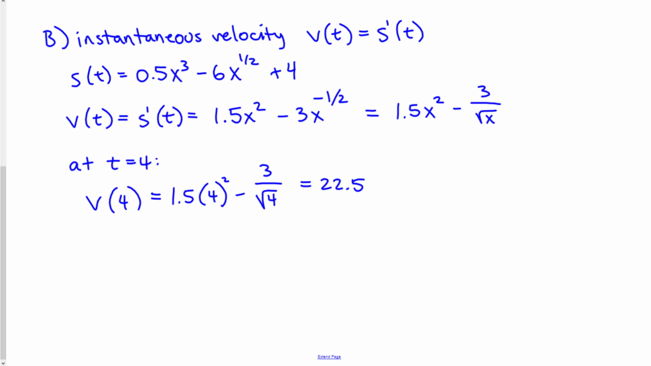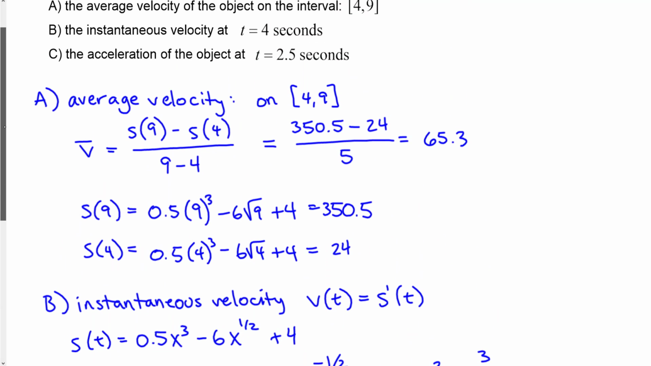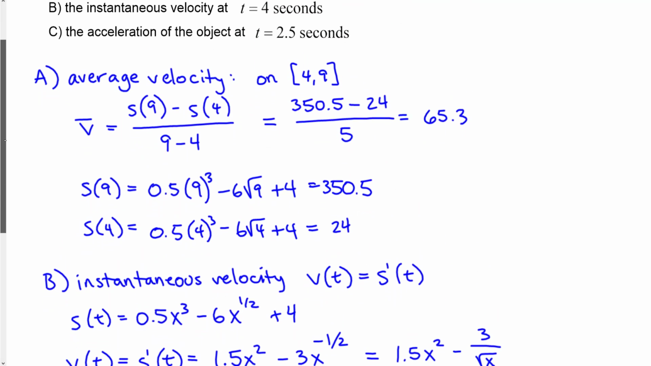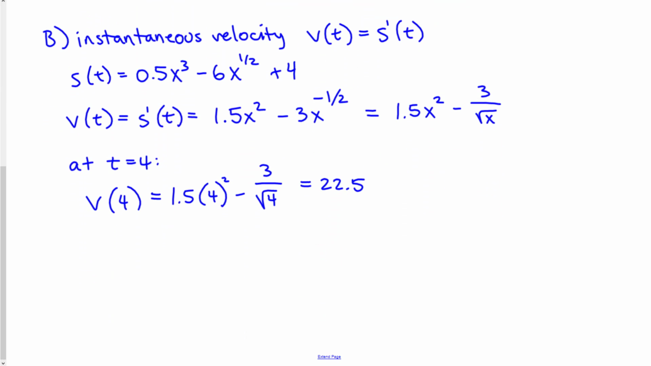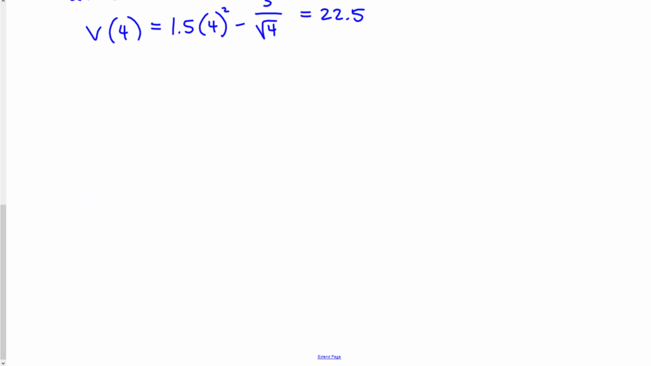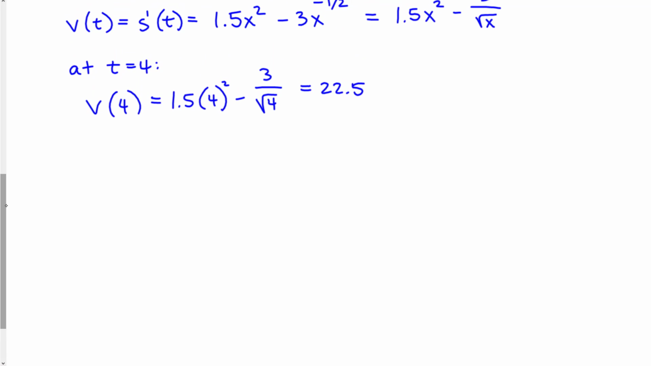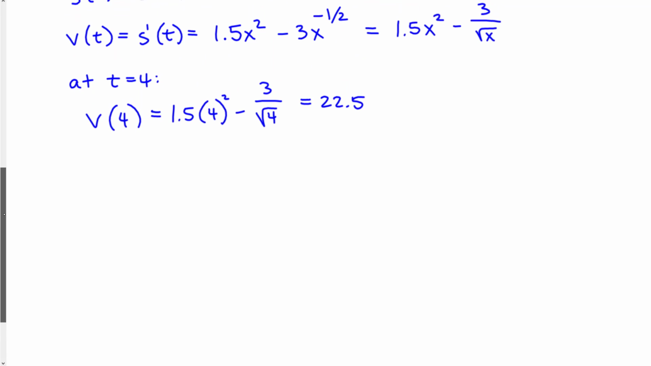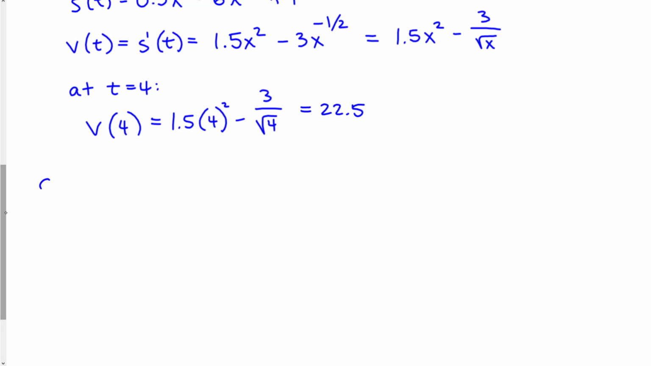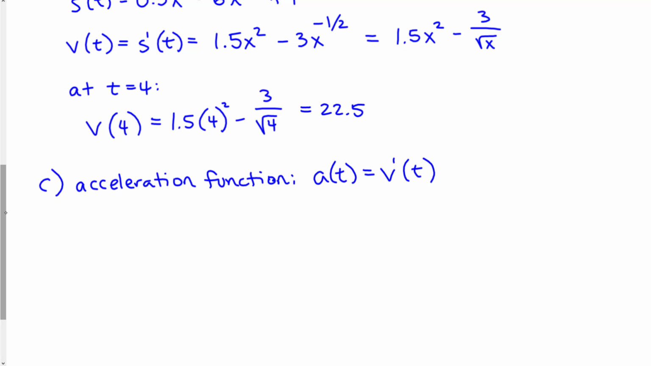Lastly, in part C, what we want is the acceleration of the object at t equals 2.5 seconds. So the acceleration is the first derivative of velocity. So if I take my velocity function that I just came up with and want to develop the acceleration function, that is the first derivative of velocity.